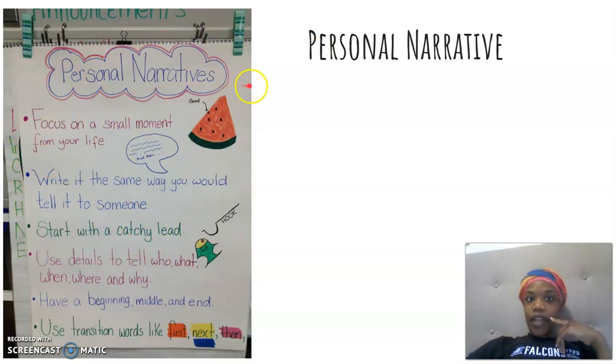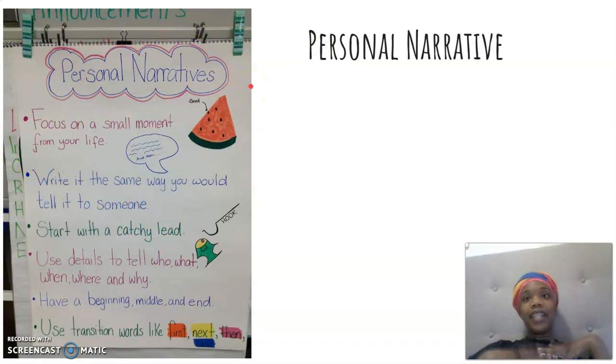It says personal narratives. A personal narrative means it's something coming personally from you, something you've experienced with your own self, you've seen with your own eyes, you've listened with your own ears, and you probably tasted with your own mouth. That's why you see here, this is a nice, juicy, fresh watermelon, because most likely the person who was telling the story is talking about a nice watermelon that they were able to taste during their story.